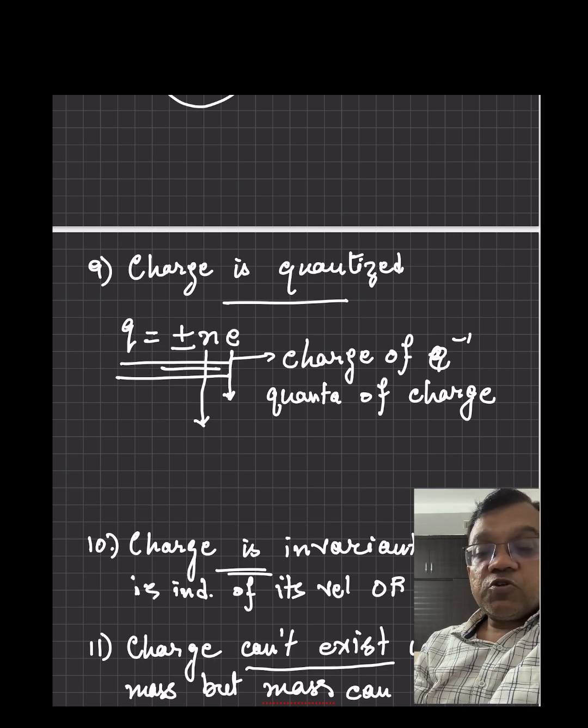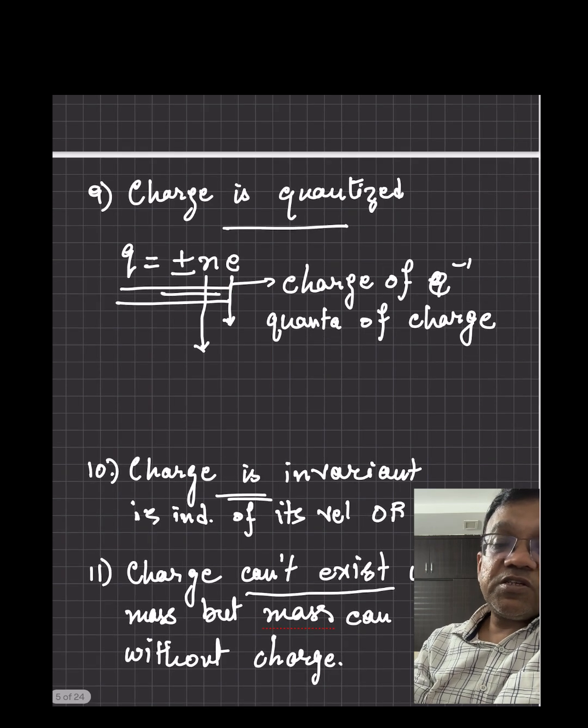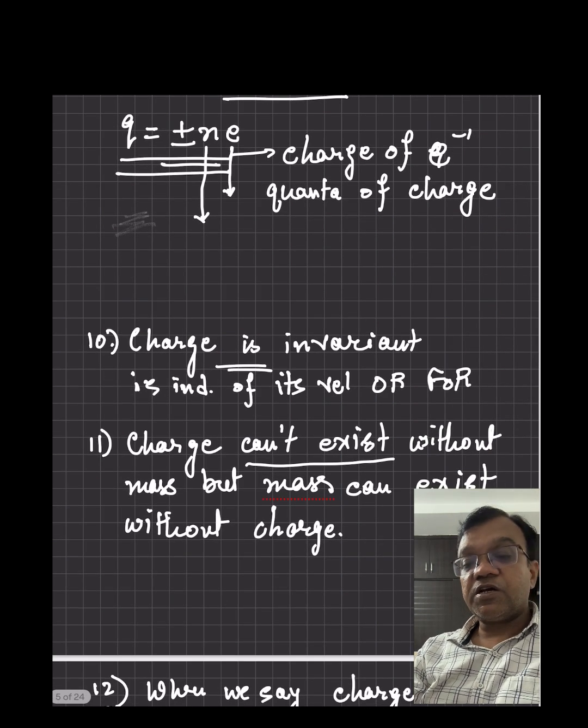Now, if electrons have been removed, the body will have positive charge, and if electrons have been added, then it is going to have negative charge. So charge is a quantized physical quantity, and some very basic questions can be framed on the basis of this particular statement.